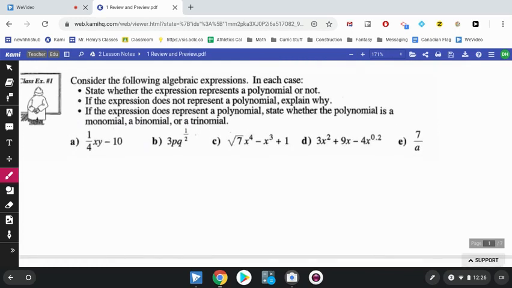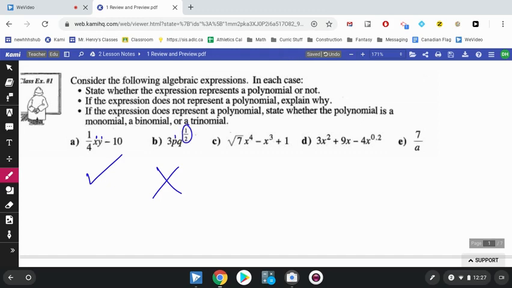It says, consider the following algebraic expressions, and we are going to decide, are these a polynomial or not? And then you're going to tell me why. Okay, so I'll go through these. 1/4 x, y, minus 10. All I'm looking at is the exponents. I can have any coefficient I want, but the limiting thing is an exponent. These, and we'll come back to this later as well, have an exponent of 1, x to the 1, y to the 1. That's great. Not a decimal, not a negative, I'm good. 3, p to the 1, q to the 1/2. That is no good. That is not a polynomial because of this 1/2. Move on to the next one.